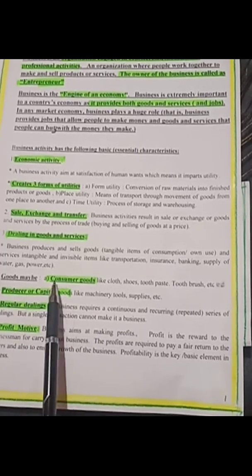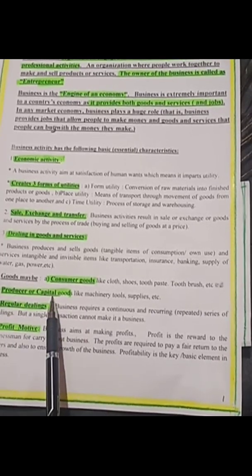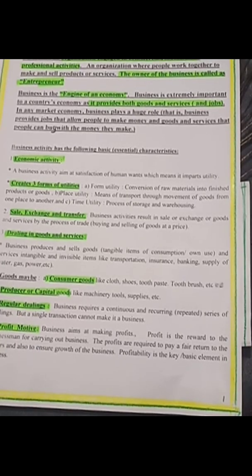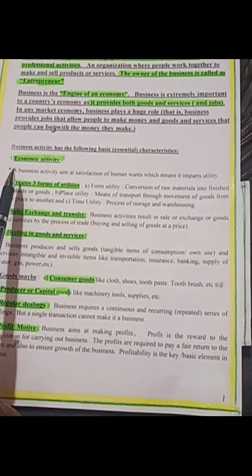Under that you got goods, maybe consumer goods, producer or capital goods. Fourth one is regular dealings. Fifth one is profit motive. Sixth one is capital. Seventh one is risk. Let's move on to the first one.